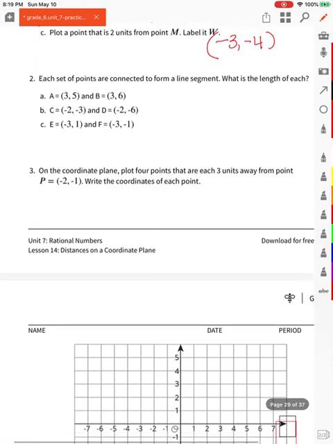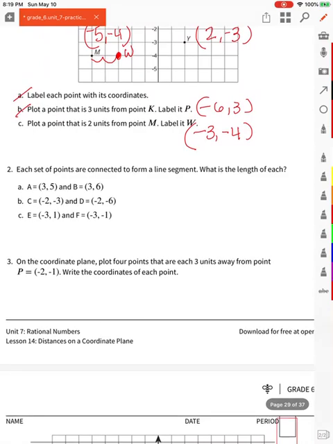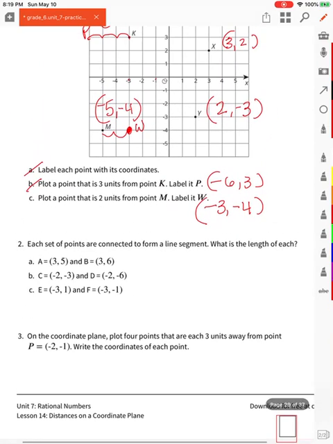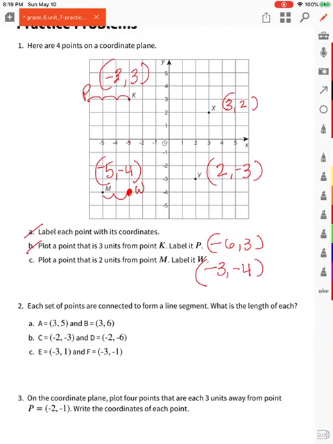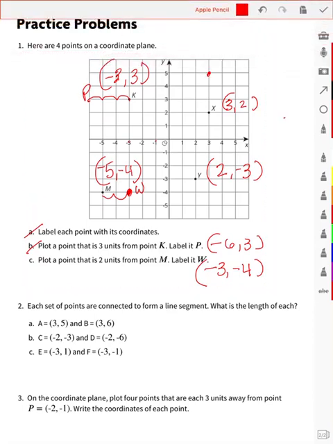Okay, problem 2. Each set of points are connected to form a line. What is the length of each segment? So let's use the same coordinate plane to see. If we're at (3, 5), we'll be there. And that's A. And B is at (3, 6), which would be there. It's only going to be 1 unit. So this one is 1 unit.